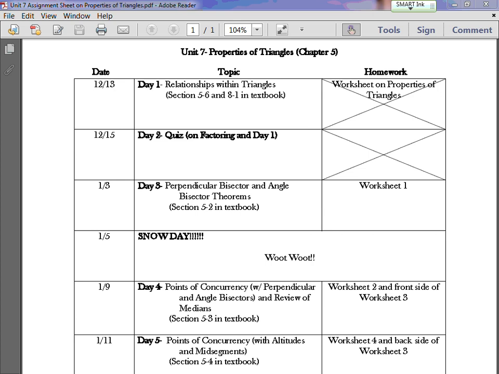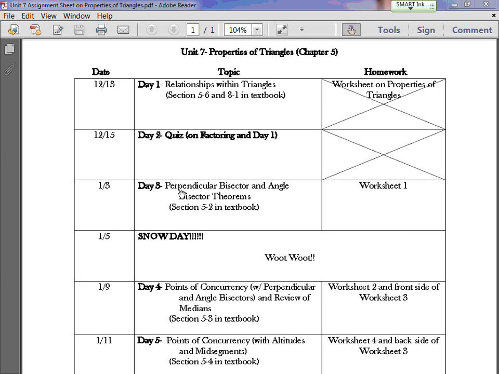Let's take a look at the assignment sheet so you can get an idea of what's going on with us. On your assignment sheet, I've included what we did before break, because what we learned right before break is part of this unit. That's why those boxes are already crossed out. I've already checked the homework for that, so I'm not going to make you pull that back out and check for homework again.